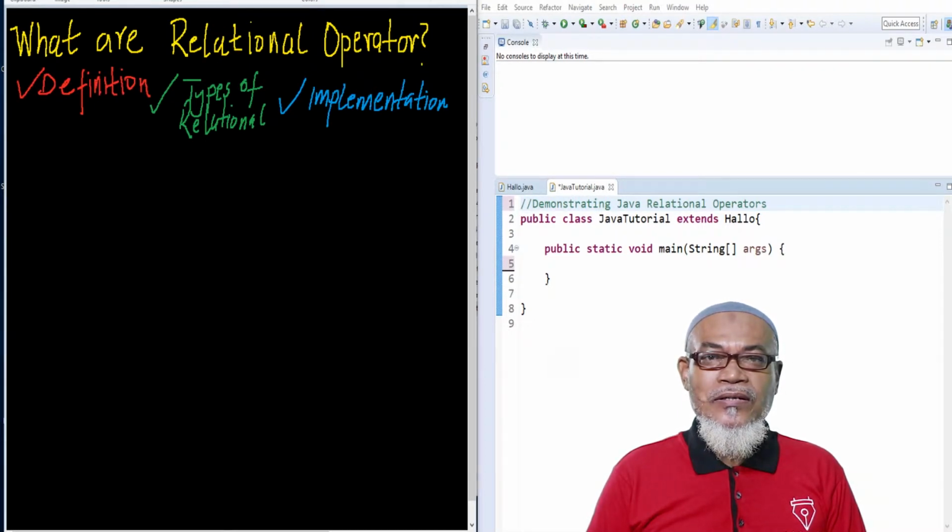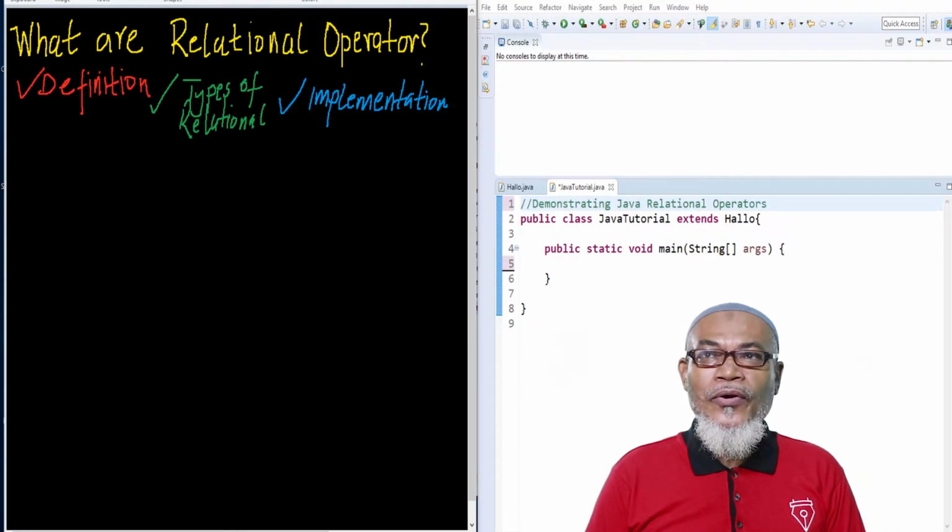In our last lesson, we discussed unary operators. In that session, we discussed unary plus, unary minus, also the increment, the decrement, and finally the logical not.